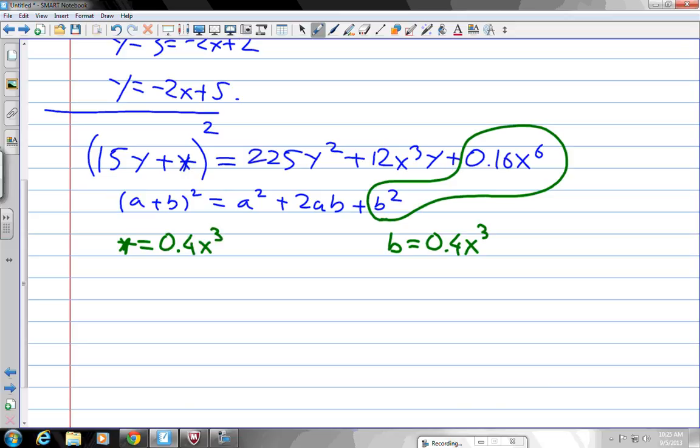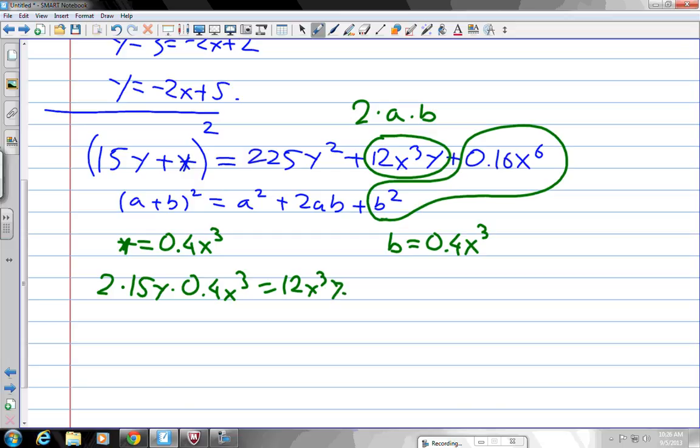And it works here in the middle too, because remember what the middle is: 2 times a times b. So if I compute that, 2 times a is 15y, and b is 0.4x cubed. 2 times 15 is 30. 30 times 0.4 is 12. So that does in fact come out to 12x cubed y. So that matches that middle term as well. This is just to really check your solution. So that's what the star is. You're really just matching it with the formula.